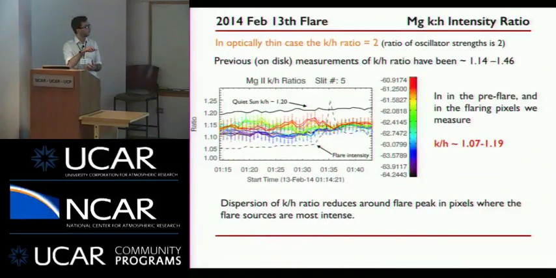And there's no large-scale increase or decrease in this ratio, but you'll see that around the peak of the flare, in the strongest flaring sources, this dispersion decreases. And this is still something we're working on to try to understand. So right about the peak, the spread in these K/H ratios becomes less. These are cuts along the y-axis.